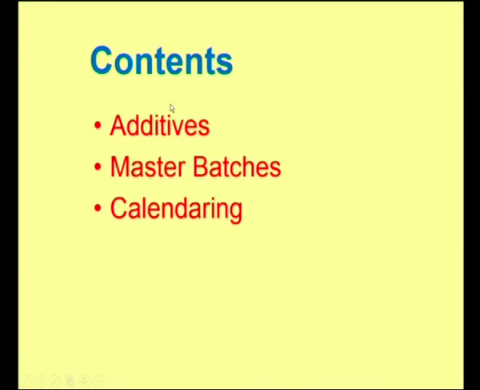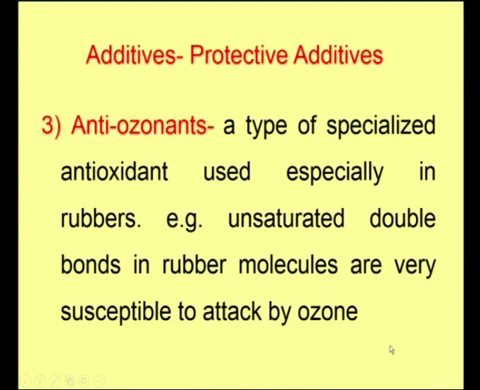In today's class, we will continue with additives. Some of the protective additives we will continue discussing, and then we will move on to master batch. What is a master batch? And then we will look at one processing operation, which is calendaring. In the additives, in the last class we discussed heat stabilizer and antioxidants.